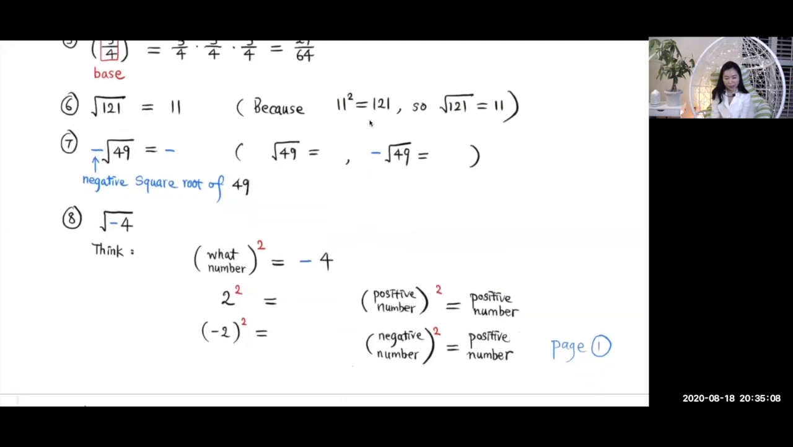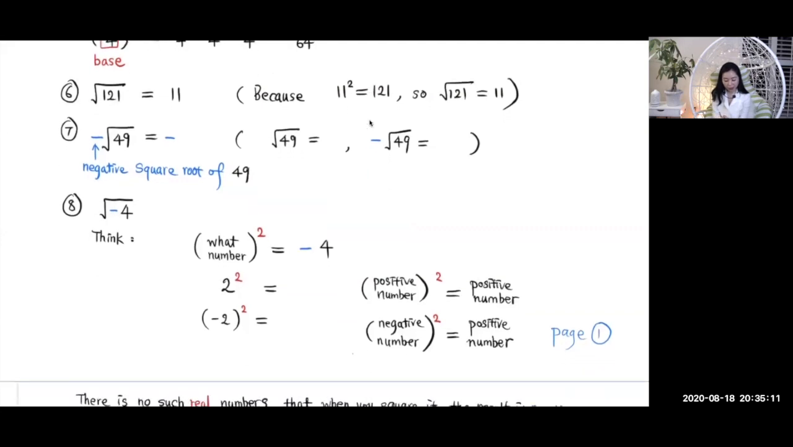Now the next one, this time we're taking a negative square root. You see this negative sign in front of the square root sign, that indicates it is a negative square root of this number. So the negative sign is going to stay in front. The positive square root of 49 is 7 because 7 squared is 49. So the negative square root of 49 is going to be negative 7.